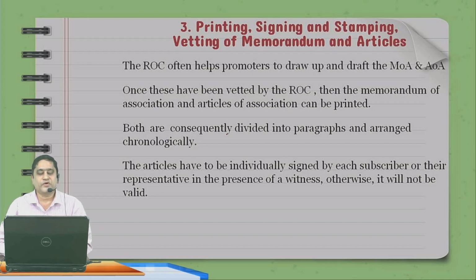Once this has been vetted by the ROC, which says that these particular documents are unnecessary, the memorandum and articles of association can go for printing. Both are consequently divided into paragraphs and arranged chronologically. It is arranged serial number wise. These articles have to be individually signed by each subscriber or the representative in the presence of a witness, otherwise it will not be valid.